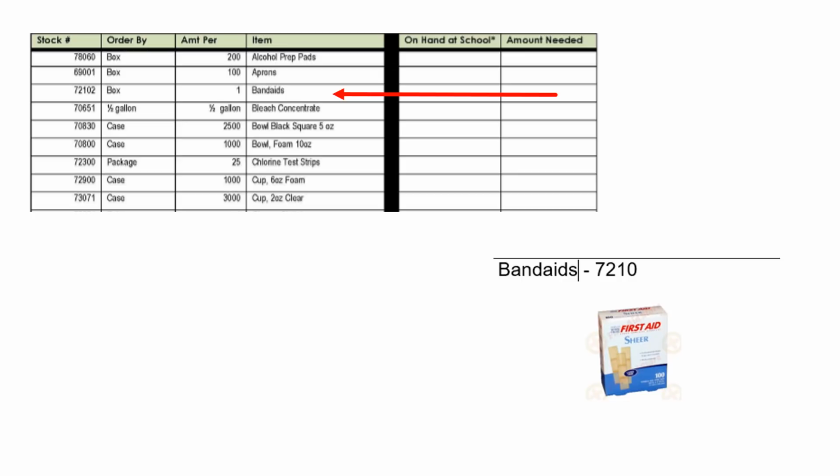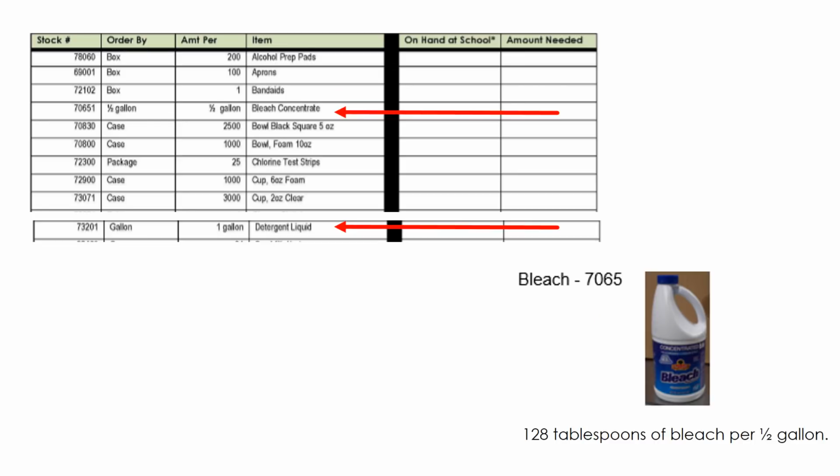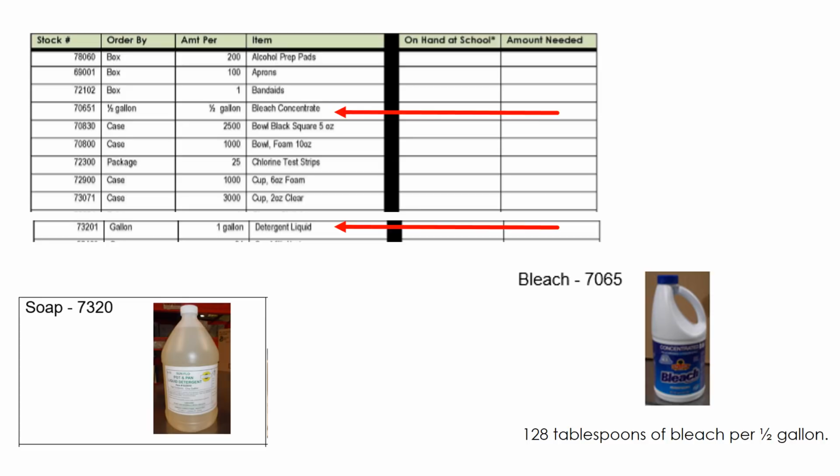Band-Aids are to be ordered by the box when your first aid kit is getting low. Bleach is to be ordered by the half gallon, and detergent is ordered by the gallon. Every time you wash dishes, you use approximately 2 tablespoons of detergent and 1 tablespoon of bleach. There are 128 tablespoons of bleach per half gallon. You only need to order bleach about every 128 workdays.